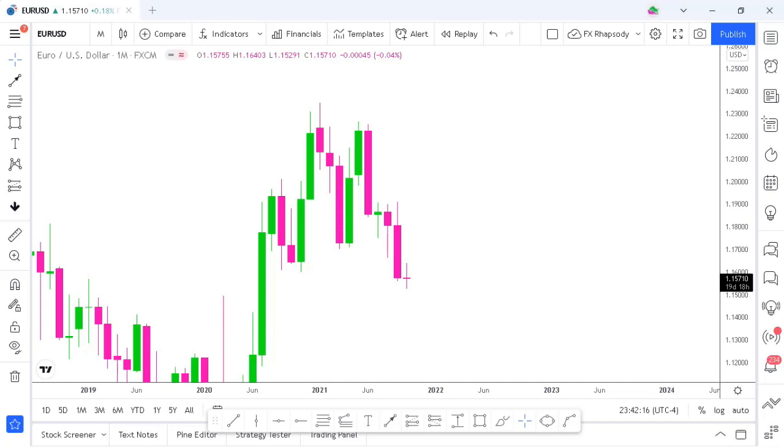Today we're going to be looking at the Euro Dollar and then also the Dollar Japanese Yen.